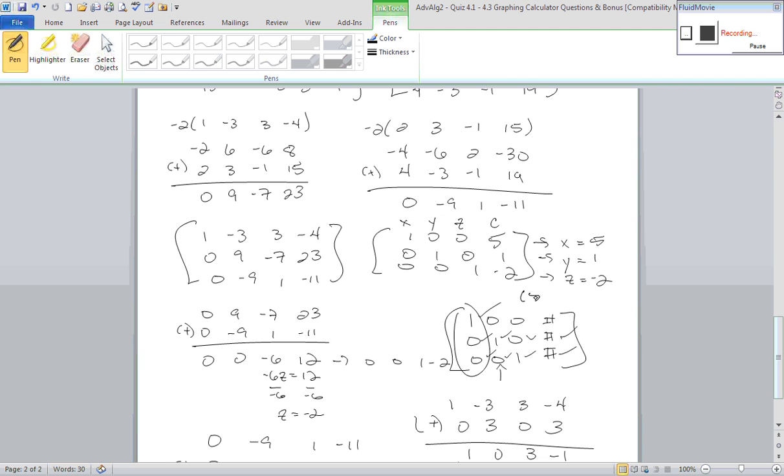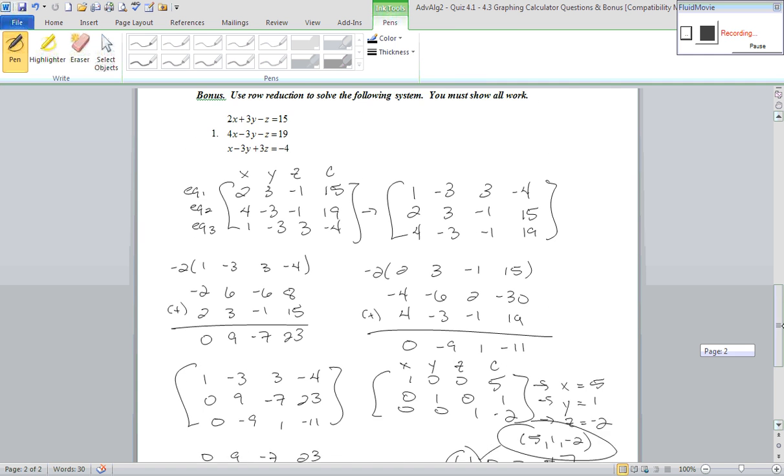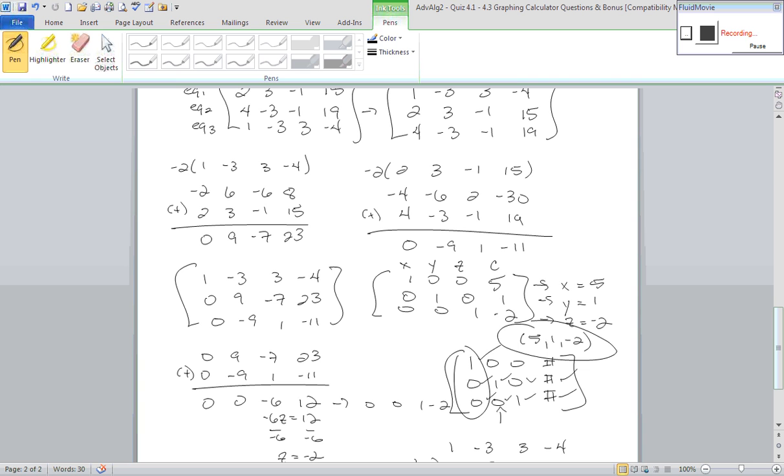So we have the ordered triple, okay, which is a point in 3 dimensions, where these three equations, which represent planes, intersect. And that's our solution, 5, 1, -2, using row reduction and taking an augmented matrix and writing it in reduced row echelon form. Hopefully that helps.